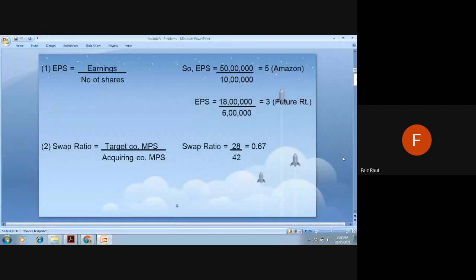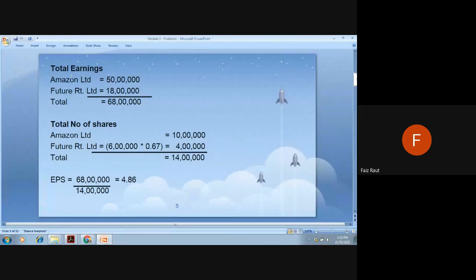So we calculated the EPS and the swap ratio. Then we calculated the total earnings to find out the EPS of the new company. Then we found out the total number of shares. The original number of shares with the acquiring company will be the same, and the shareholders of the target company will get new shares of the acquiring company in exchange for their original shares. In our case, Mindtree was the target company and L&T was the acquiring company. So shareholders of Mindtree will return the shares of Mindtree, and in exchange they will get the shares of L&T. That will happen soon, but it has not yet happened.